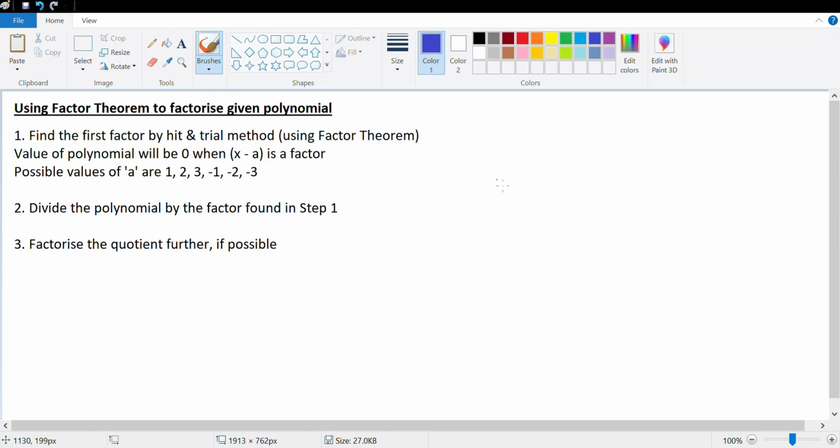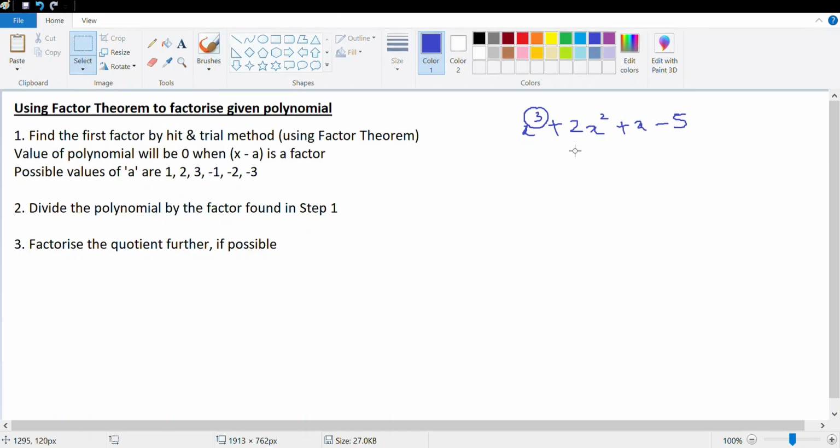Last year we did factorization in class 9, where we factorized quadratic expressions using various methods, grouping and splitting the middle term. Here we will be using the factor theorem to factorize polynomials of maximum power 3. So we will be looking at expressions, for example, x cube plus 2x square plus x minus 5, something like this. We will be able to factorize an expression of maximum power 3.